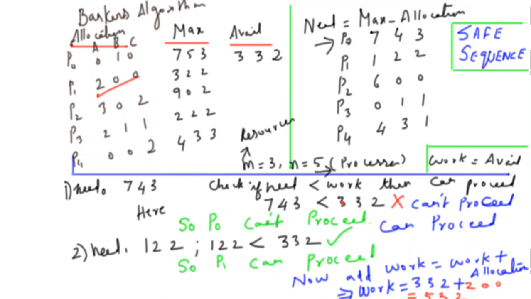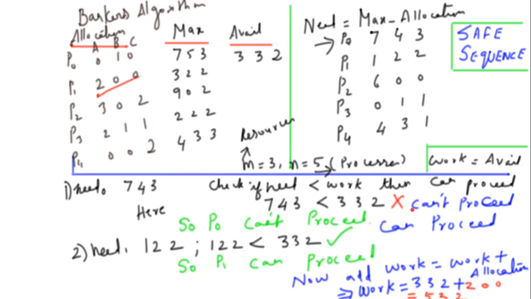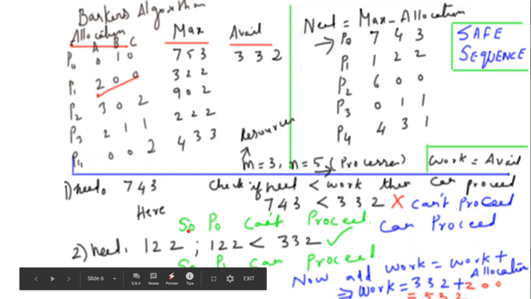Here you have to check each and every element. Is 7 less than 3? No. Is 4 less than 3? No. Is 3 less than 2? No. So here the need is more but the available is less. That means we cannot proceed with this process P0. So we can conclude that P0 cannot proceed.